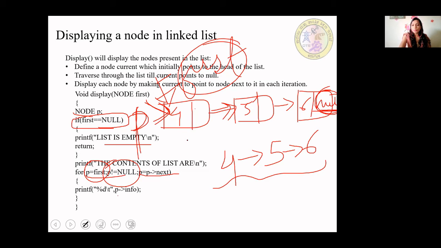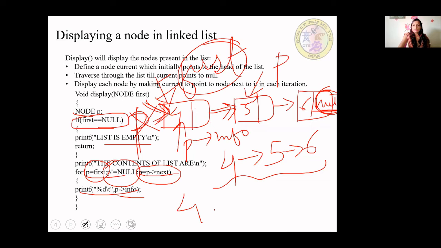This part is known as P of info or P of data. So print it first. P is pointing where? First. So it will print that. Then it will increment to P of next. So P will go here. Then it will print 5. Then again, P is not equal to null, so it will go to P of next, the next node. So P will go here. It will print 6.